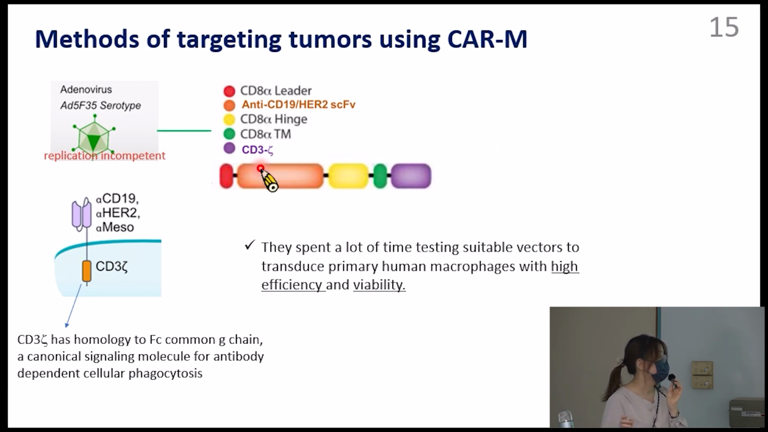They just replaced the intracellular domain with CD3 epsilon, because they found that even though it's called CD3 epsilon, its structure is very similar to the Fc gamma receptor, and it can also activate macrophage. So in the primary monocyte, they use this kind of intracellular domain. This is different from the cell line, but other parts are very similar to the previous design.